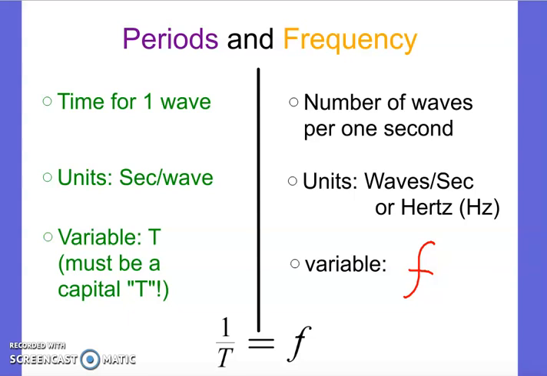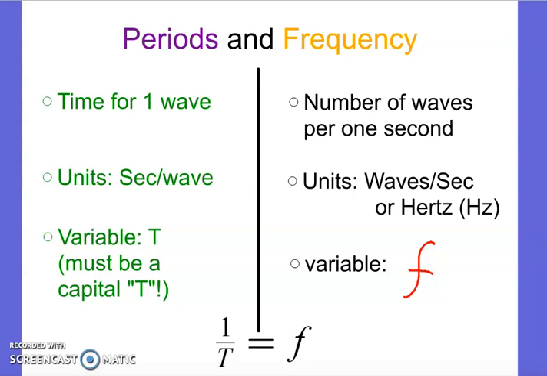So if I have, for example, a frequency of 2 waves per 1 second, that means it would take 1/2 a second to travel 1 full wave, because I'm going 2 wave cycles in a second. And see how we have 2 and 1/2. Those are inverses of each other.